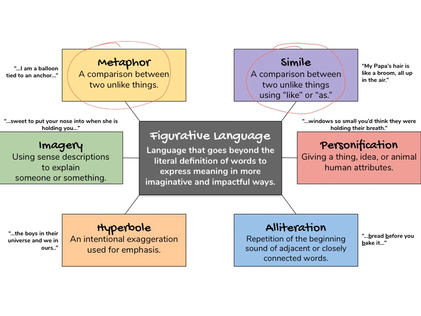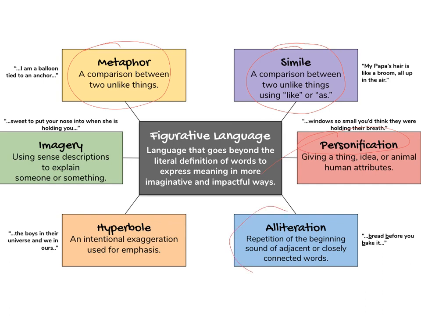The next one is personification. Personification is giving a thing, idea, or an animal human attributes. So essentially something that isn't human being given human ideas. The example that I pulled out is, windows so small you'd think they were holding their breath. Now, obviously windows can't hold their breath. That would be a human attribute. But it kind of gives you this idea of windows that seem too small for the face of the building, or seem a little bit disproportionate to everything else around them.